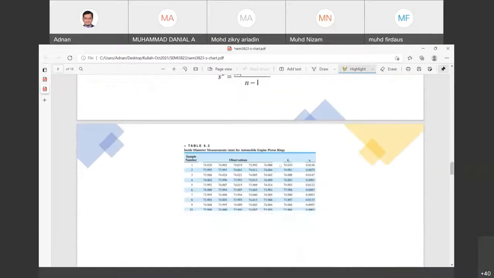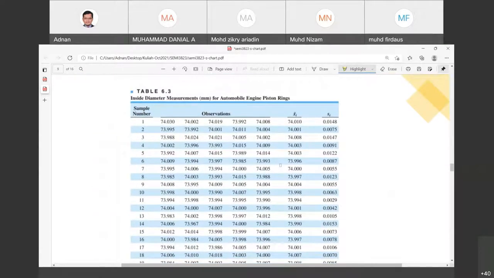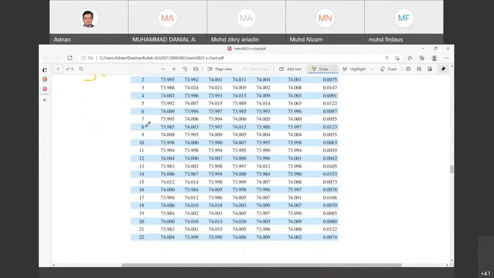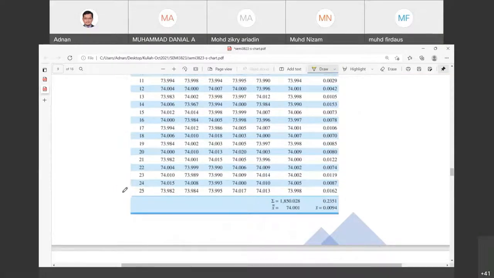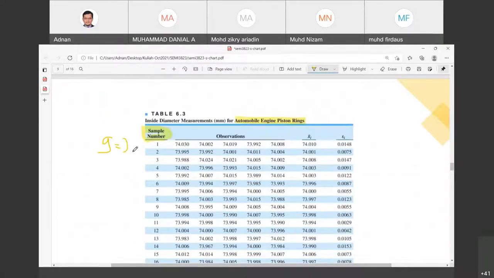Let me show. I think in terms of example maybe easier for you. Let's say this is an example of data taken: inside diameter measurement of automobile engine piston ring. So we have subgroup number, sample number one, or this is basically the g value. In this case, g is equal to 25. See, we have 25 here. So 25 subgroups.